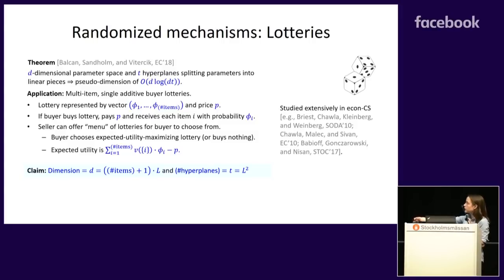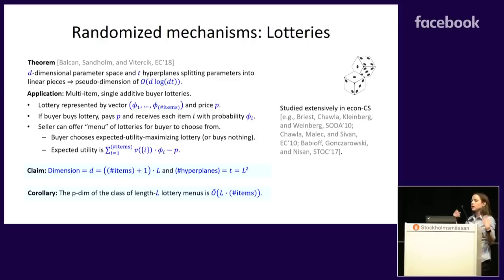So if you're offering capital L lotteries to the buyer, that's the dimension of this space, and the number of hyperplanes is number of lotteries squared. And so a corollary of our general theorem is that the pseudo-dimension of this class of length L lotteries is basically the number of lotteries times the number of items.